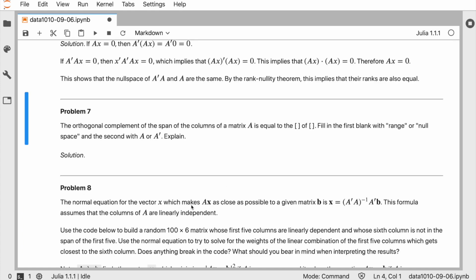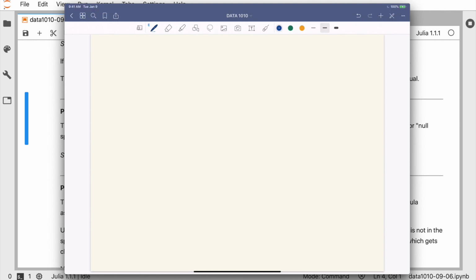Okay, problem 7. The orthogonal complement of the span of the columns of matrix A is equal to the blank of blank. So we're trying to fill in the first blank with range or null space and the second one with A or A transpose. The idea here is that we want to encode the idea of orthogonality to the columns of A. So A has some columns, let's say A1, A2, and A3. And we want to somehow represent the idea of being orthogonal to A1, A2, and A3.